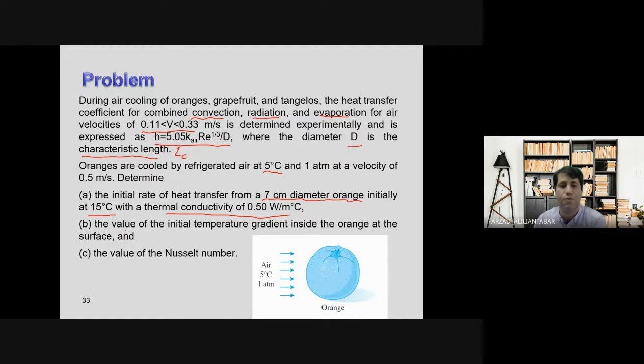In part B, we need to calculate the value of the initial temperature gradient inside the orange at the surface of the orange. We will see why it is important. And finally, we need to calculate the value of the Nusselt number for this heat transfer equation. You can see an illustration of this problem. The flow is air, its temperature is 5 degrees Celsius, and its pressure is 1 atmosphere.